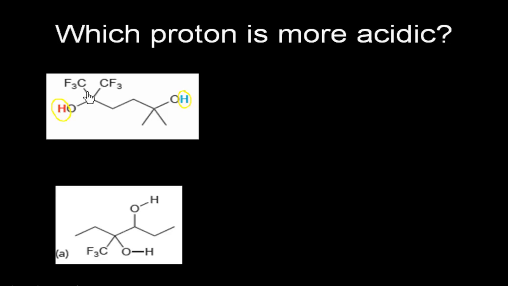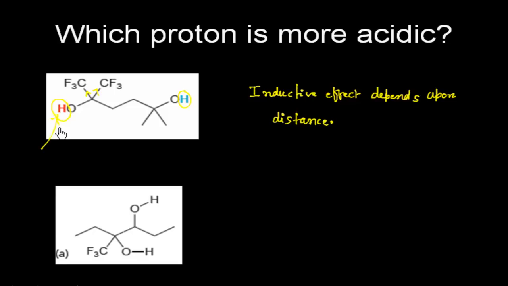Now you see, in this case fluorine will do inductive effect. So it will try to pull electrons. Now this negative charge, oxygen negative charge, is more close to this fluorine group. So this will be more stabilized and this will be less stabilized, because inductive effect is a distance dependent effect. So this negative charge will be less stabilized because it is away from this fluorine group. So inductive effect depends upon distance. And that's why I can say this hydrogen is more acidic.